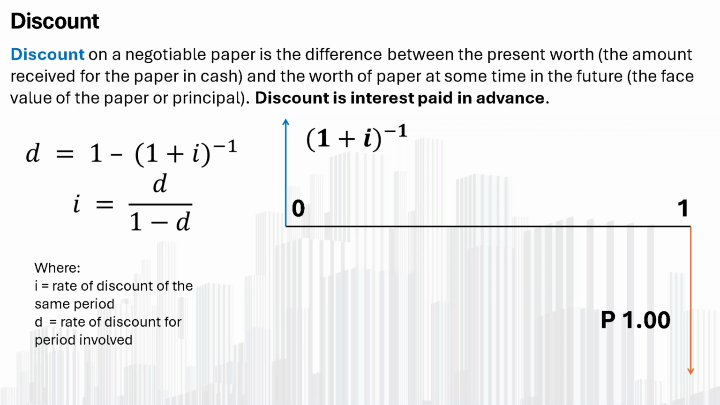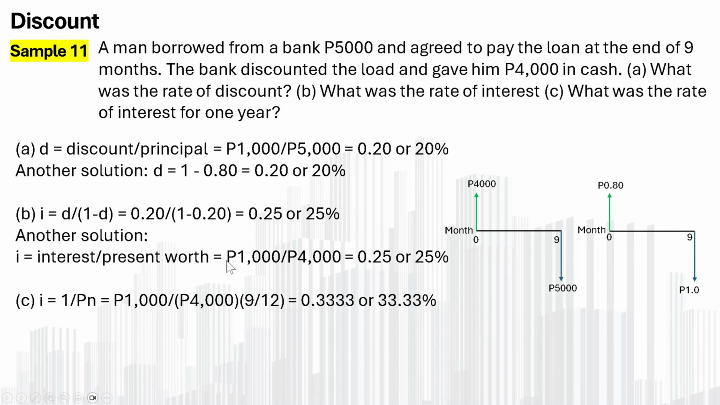Okay? So, yung cash flow niya would look something like this one. So, ito, we are representing it parang on a peso value scale. So, here's an example. A man borrowed 5,000 pesos sa banko and agreed to pay the loan at the end of 9 months. The bank discounted the loan and gave him 4,000 in cash kagad. So, here's yung sample ng cash flow niya. Okay? What was the rate of discount dito? What was the rate of interest? And then what was the rate of the interest for 1 year?